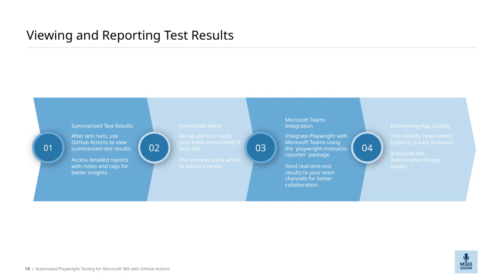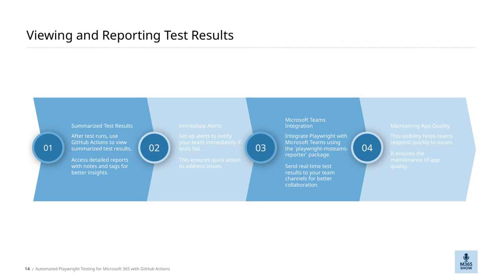Once your tests have run, you can use GitHub Actions to easily view the summarized test results. This provides a quick overview of how everything performed without digging through logs. If you want more details, you can access comprehensive reports that include notes and tags, giving you deeper insights into specific test cases. This helps in identifying exactly where issues might be occurring. Setting up alerts is also a key step. You can notify your team immediately if any tests fail, so everyone can respond quickly and address problems without delay. This proactive approach keeps your development cycles smooth and efficient.